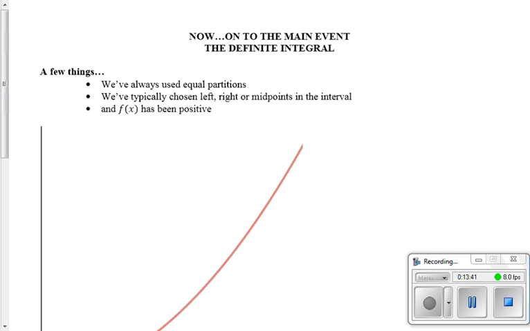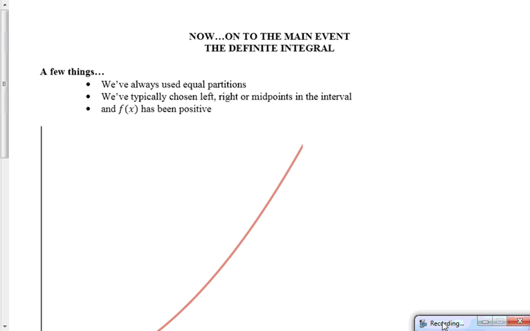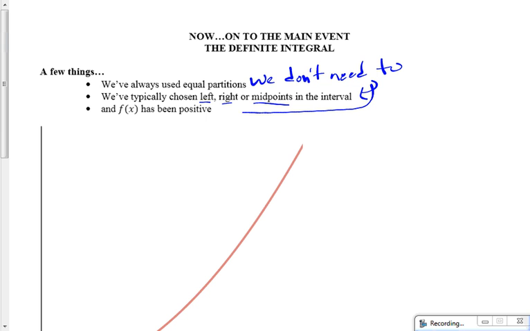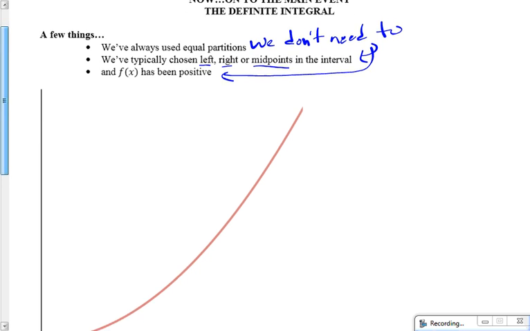So a couple of assumptions. We have always used equal partitions. Do we need to? No, we don't need to. We've typically chosen left points, right points, or midpoints in the interval. Do we need to? No, we don't need to. Left, right, and mid were chosen just so that we could find nice function values. And f of x has always been positive. Does it need to be? It doesn't need to be. Okay? Now, for drawing purposes, we typically do f of x being positive.